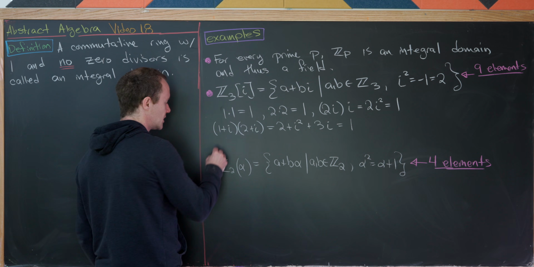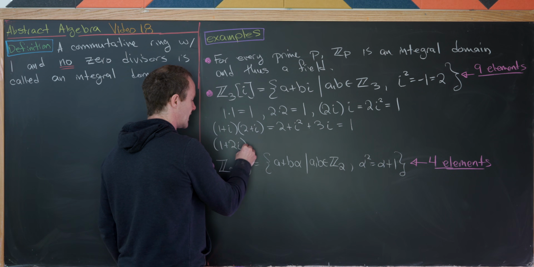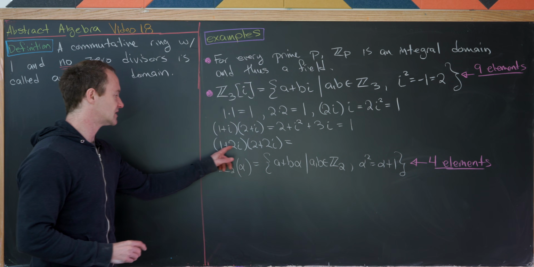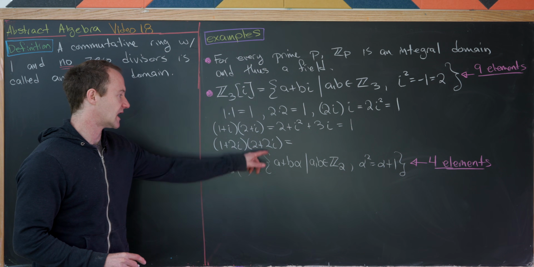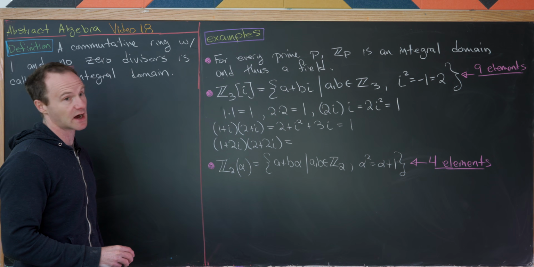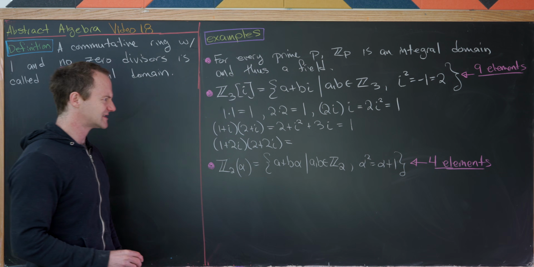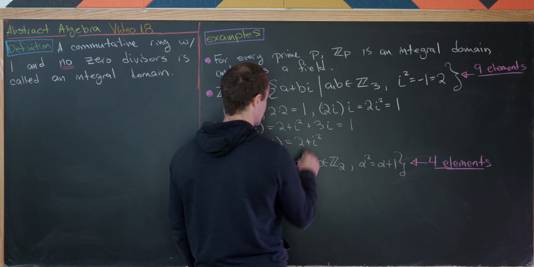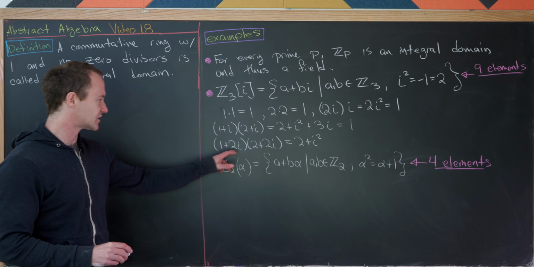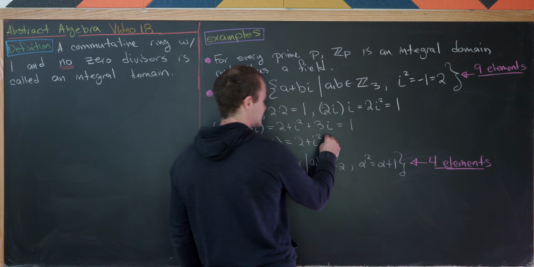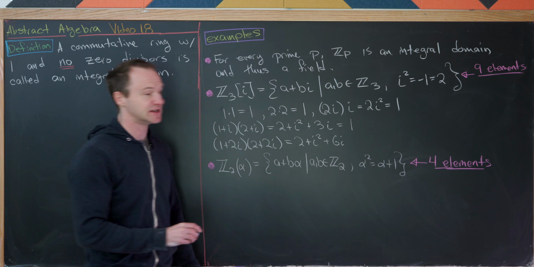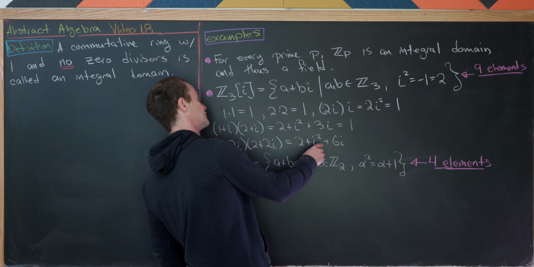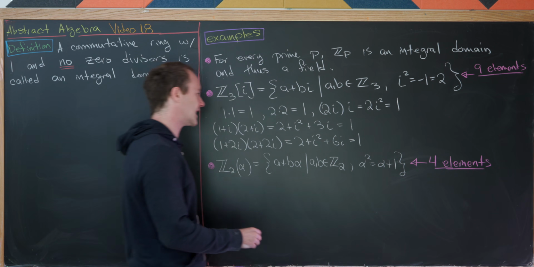And then one more. What about 1 plus 2i times 2 plus 2i? So let's see, 2 times 1 is 2, 2i times 2i will be 4i squared, but that's the same thing as i squared, so we get 2 plus i squared again. And then for the cross terms, we have 4i plus 2i, which is 6i. 6i is 0 because it's a multiple of 3. And then i squared is 2, so 2 plus 2 is 4, which is 1 inside of Z3.